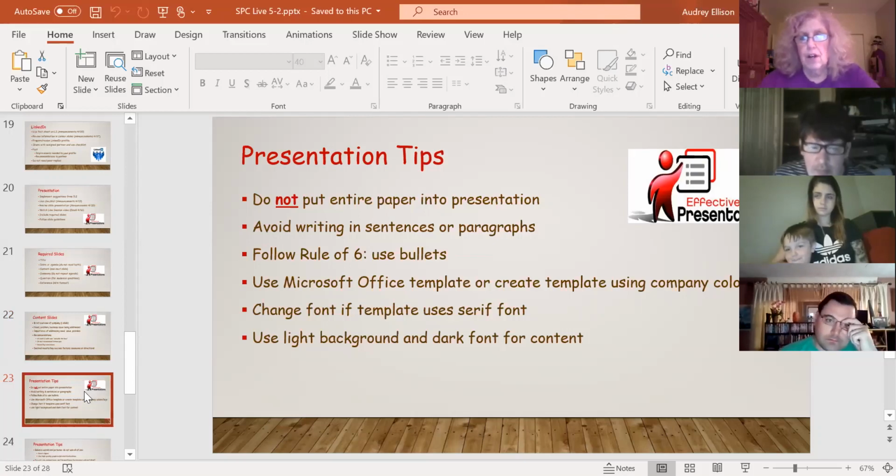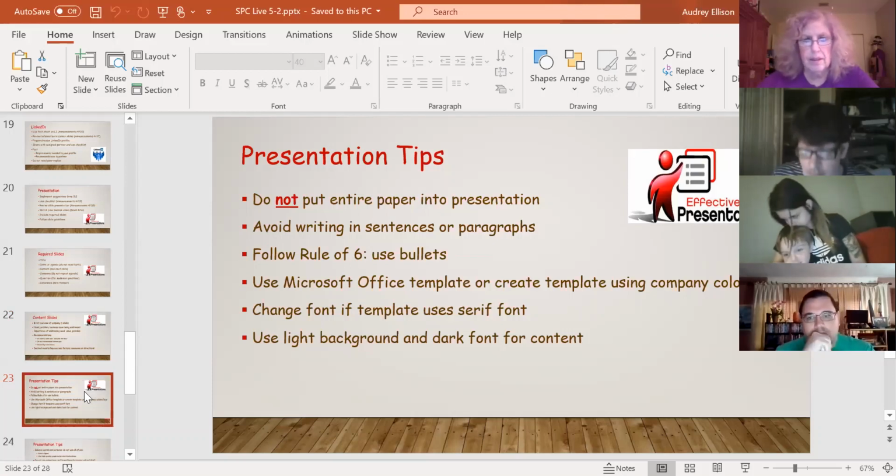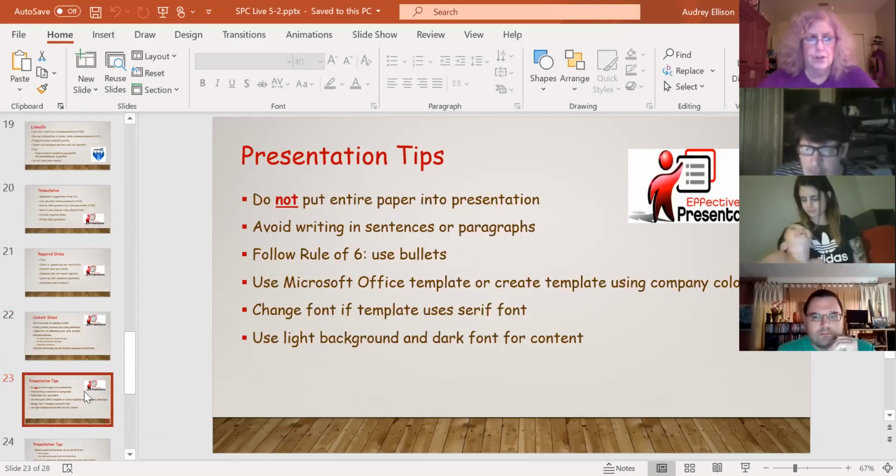Use a Microsoft Office template or create a template, and I'm going to show you what I mean by that in a few minutes. And if it's a dark background, just change it to a light background. If the font is Times New Roman, which it often is, change it to a sans serif font. And use a light background and dark font for your content.